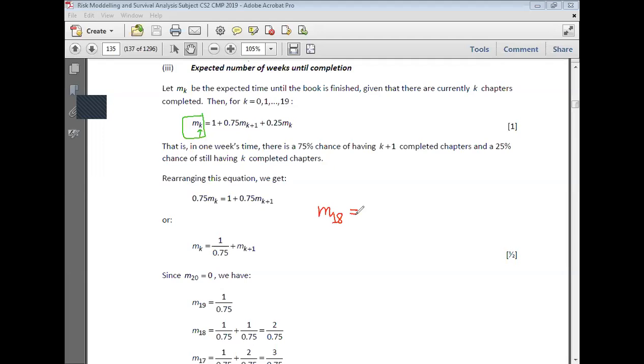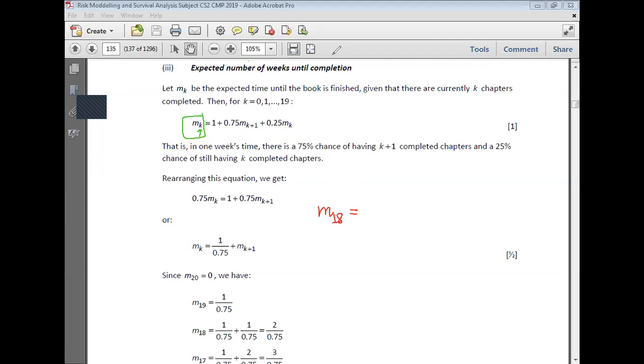It's very difficult to think, right? Because M18 is the expected time. This is not just the time that I will take to finish the book if I finished 18 chapters, this is the expected time. So it's really difficult to figure this out from first principles. And that is the reason you use M18, or let's say M17, to derive M19 and so on and so forth. So here you are writing an equation.